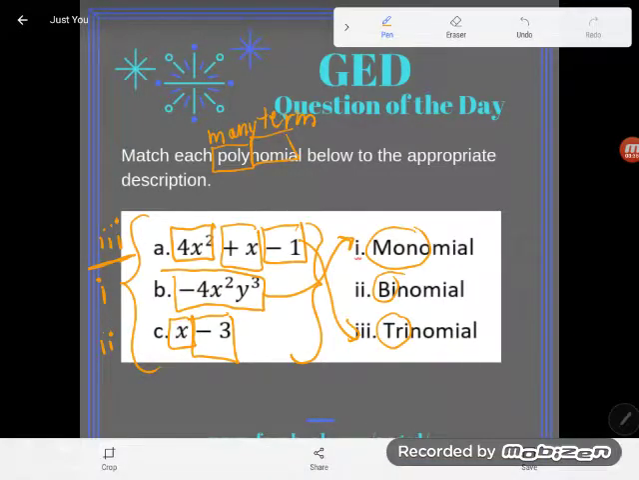Again, you probably wouldn't have a question just like this on your GED, but we would use this language. We might say term or monomial or binomial or trinomial in the directions, and I've seen students just freeze up and lose their minds because they don't know what we're talking about. So it's really important that you have this rich mathematical vocabulary so you don't panic on the GED.